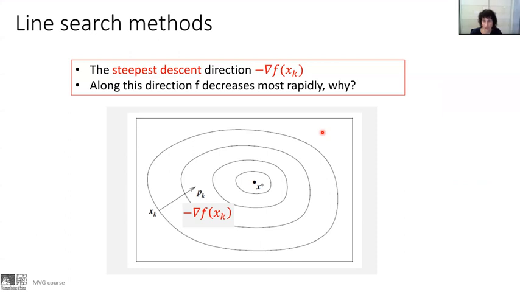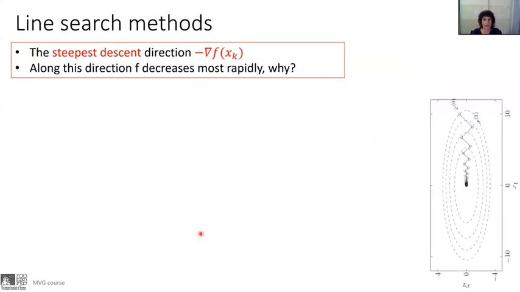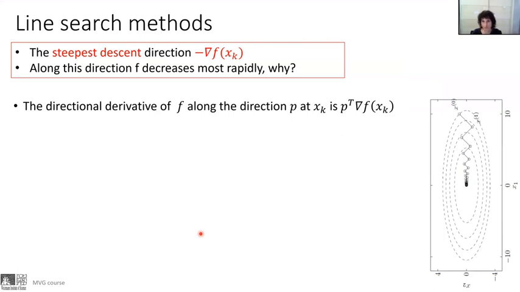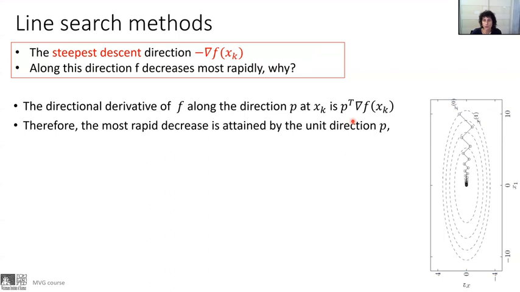So the steepest descent direction, as all of you know, is the minus of the gradient. Recall that the gradient is perpendicular to the level set of the function. Why does it decrease rapidly in this direction? I guess you are already familiar with it, just so everybody will be on the same page. So we look at the directional derivative of f along the direction p. This is p transpose gradient of f at xk. Now I'm at iterate k, and I'm asking myself in what direction should I go? I would like to get the most rapid decrease in the function.